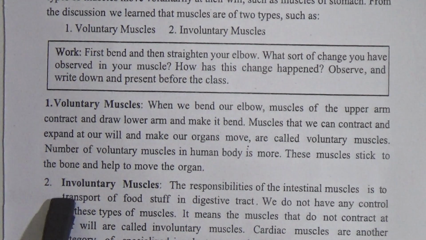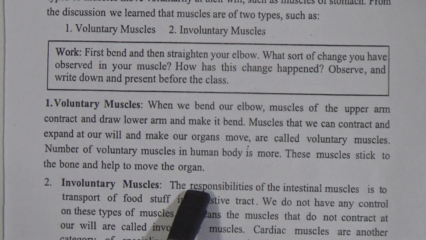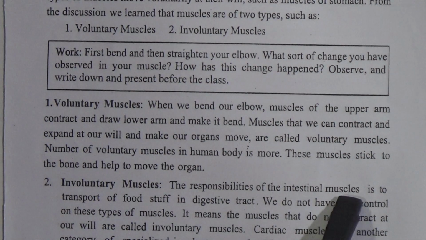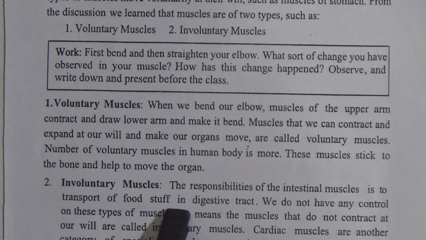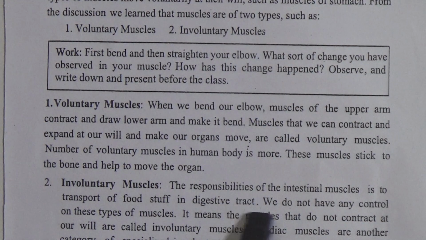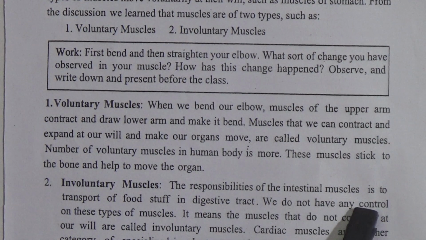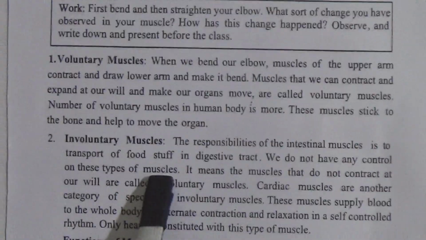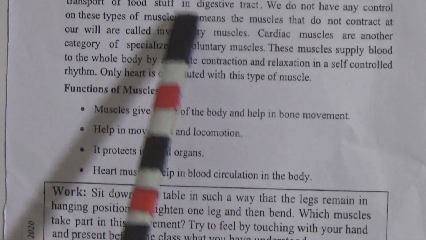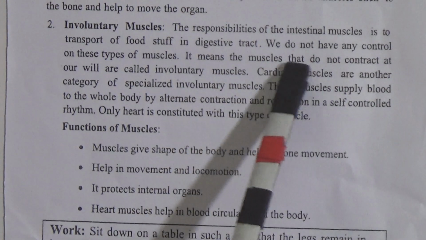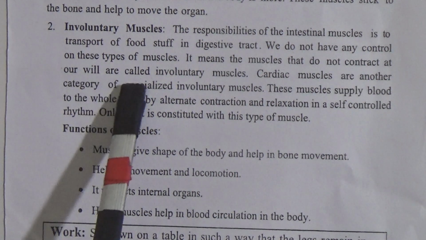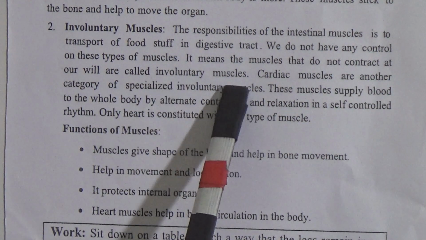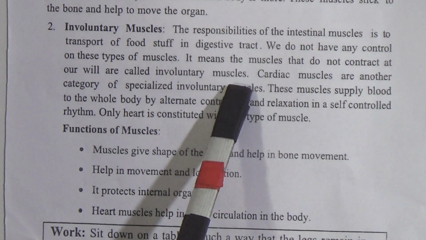These muscles stick to the bone and help to move the organ. Involuntary muscles: the responsibility of the intestinal muscle is to transport foodstuff in the digestive tract. We do not have any control over these types of muscles. It means the muscles that do not contract at our will are called involuntary muscles.